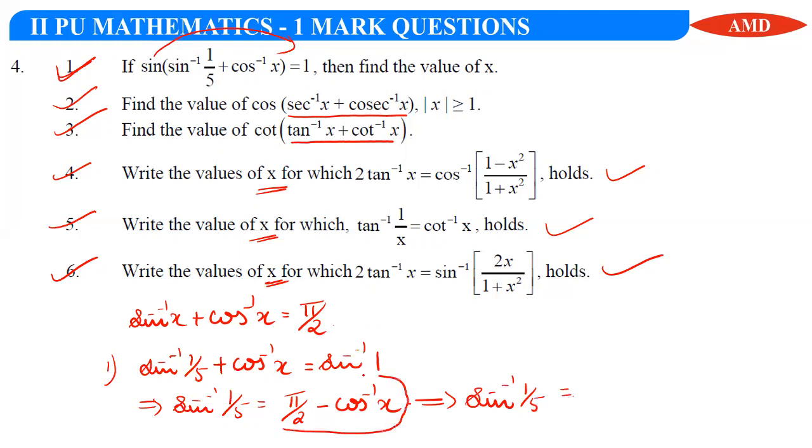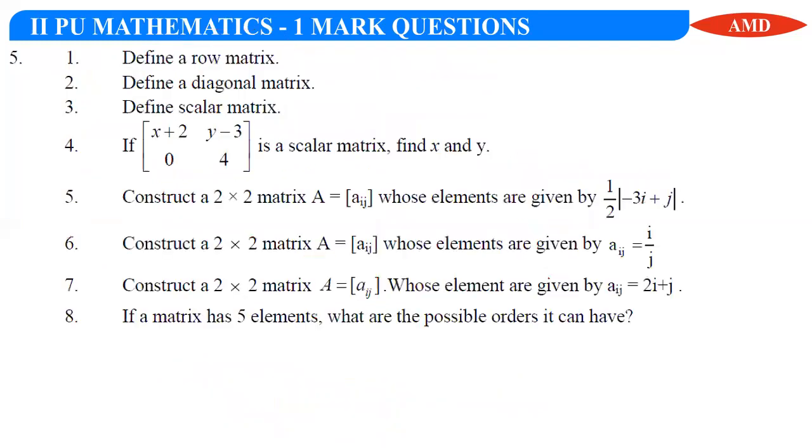what is this value? This is nothing but, using this property, it can be written as pi by 2 minus cos inverse of x is equal to sine inverse of x. So I'm going to replace this by sine inverse of x. So from this, it is very clear that x must be equal to 1 by 5. In the same way, the other questions also you could try, students. Let's move on to the fifth question.